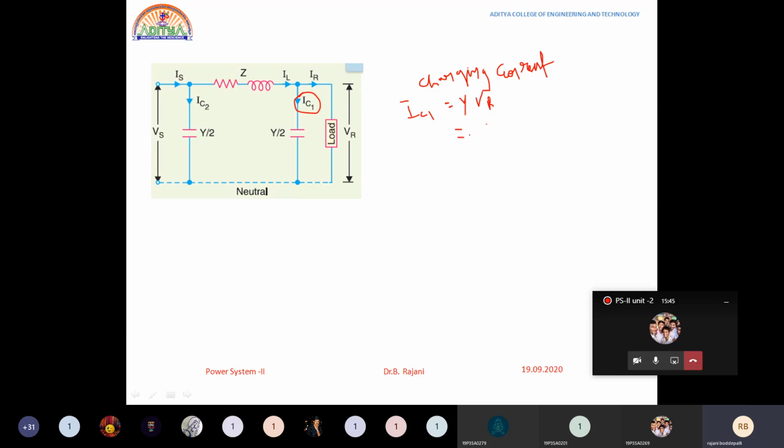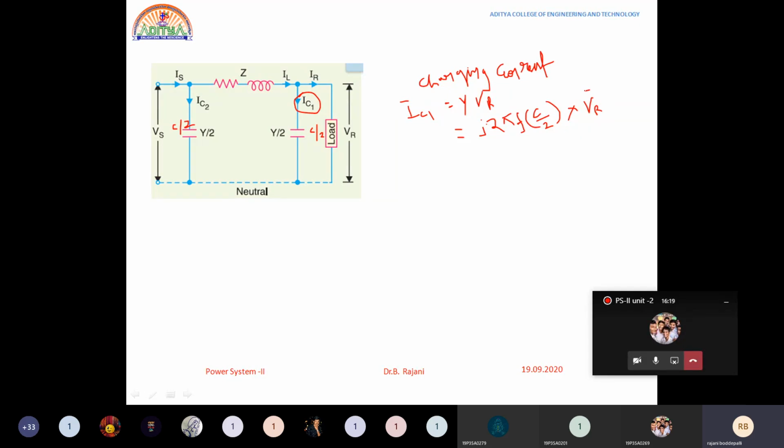What is this Y we are having? J into 2 pi f. See here, I have explained how you got this in the last class. This is C by 2 or Y by 2, whatever it may be. The capacitance is made half. So C by 2 into VR bar, we can write it as VR.